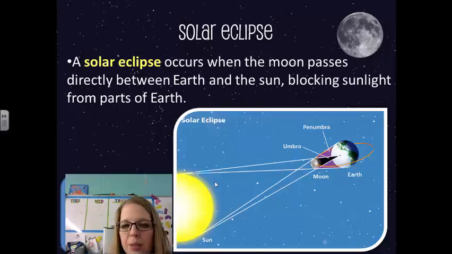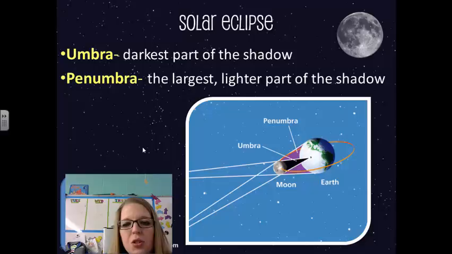So I want you to draw this picture. You have your sun, your moon, blocking that light hitting the Earth. Here's two parts of a shadow. The umbra is the darkest part of the shadow. That word reminds me of umbrella. It's the same kind of root, talking about shading. So the umbra is the darkest part of the shadow, so the people in this part of the shadow will have a total eclipse. The sun will completely go away for a minute or two, depending where you are.